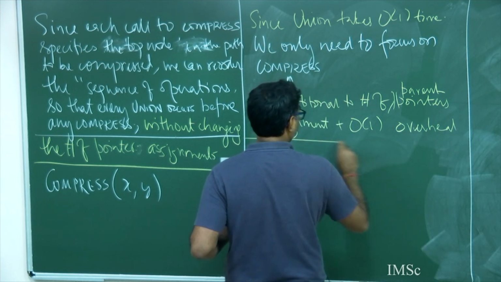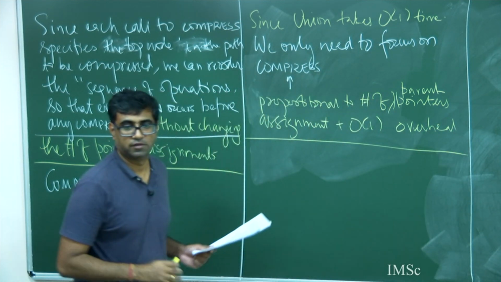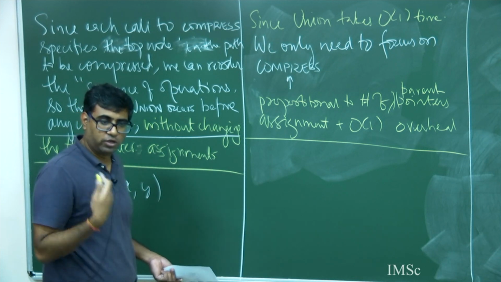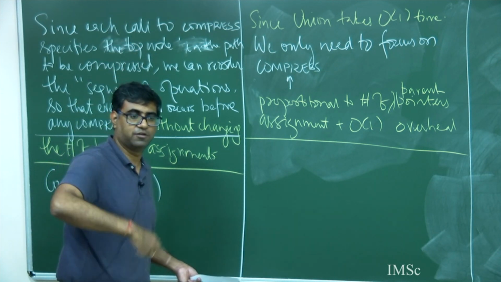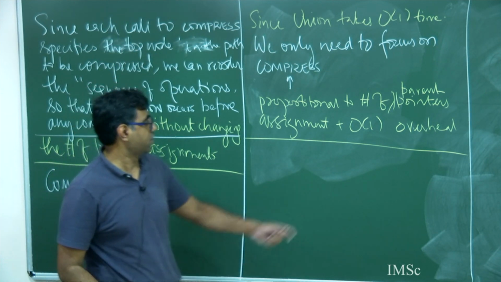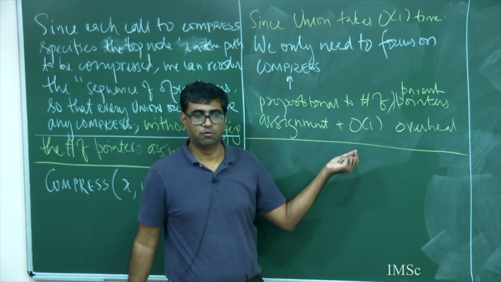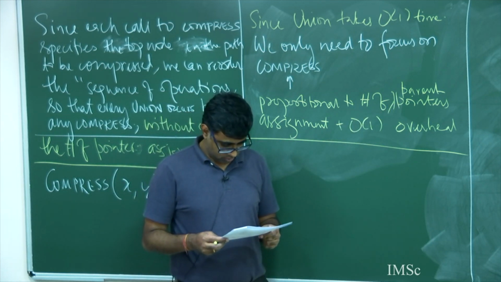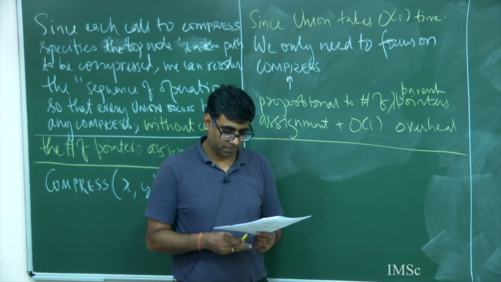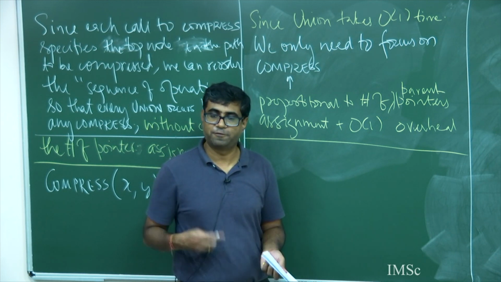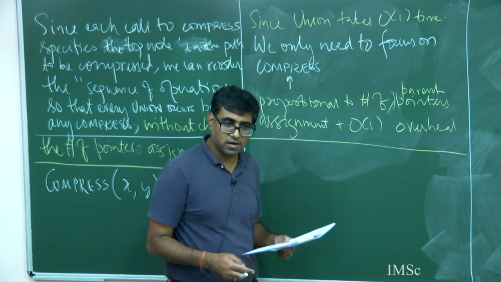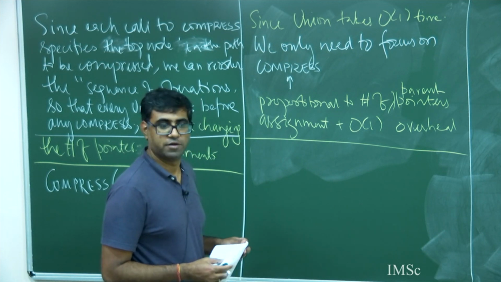Right? This is what the running time of compress is. The total time is proportional to the size of the path, or the number of parent pointers you are going to change, plus some order of 1 overhead. Okay? So what are we going to do? We are going to phrase our analysis in terms of pointer assignments.